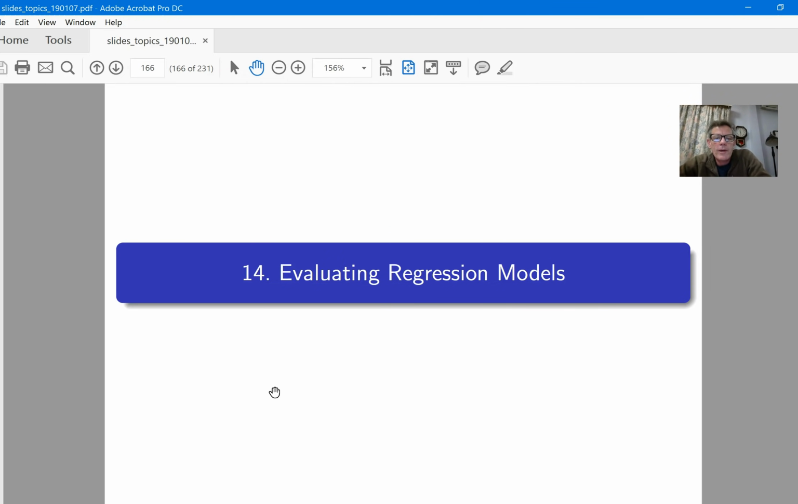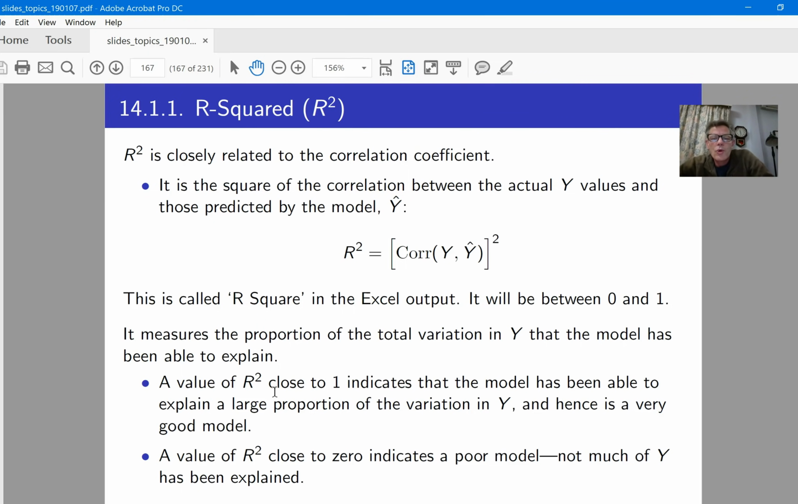So first of all, the evaluation task. How good is my model? Well, there are three things you're going to use from your Excel output that help you to assess whether you've got a good model or not. The first one of those is something called R squared. And R squared is essentially a variation on a correlation coefficient. So it's the correlation coefficient, or a particular correlation coefficient, squared.